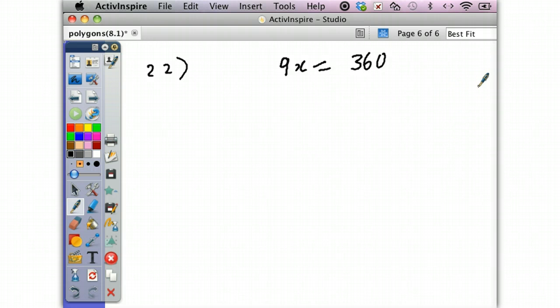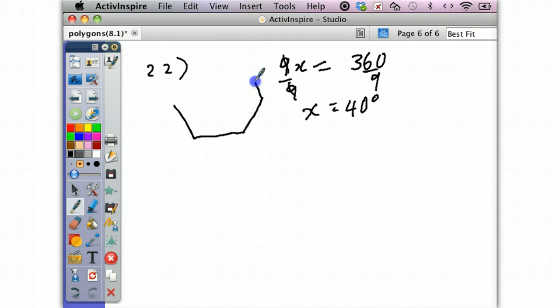Who can see the answer from a mile away? Okay, what is it, Grant? 40. Pretty close. Divide by 9. Oh yeah, you're right. My mistake. I thought it was wrong, but you're right. x is equal to 40. Each would be 40 degrees. If you think about the nonagon, there are 9 that look like this, and they said it's regular, so all I'm looking for is just one exterior angle, and that would be 40 degrees.